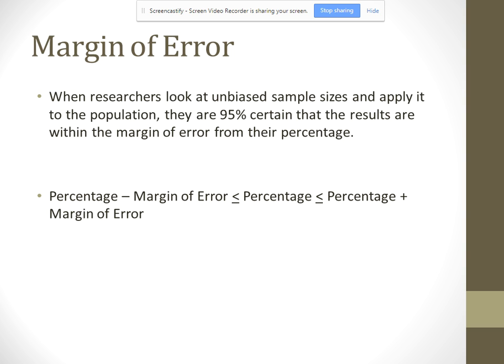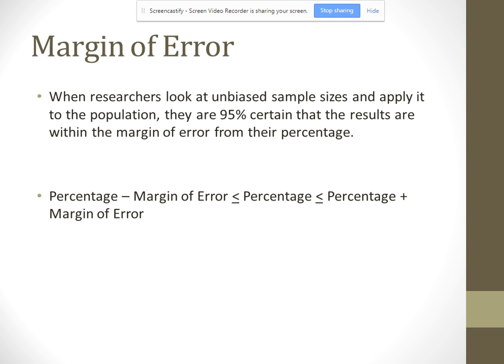When researchers look at unbiased sample sizes and apply it to the population, they're 95% certain that the results are within the margin of error from their percentage. Have you ever watched when the election results come in, or polls before the election? They say there's a margin of error of plus or minus 2%. This candidate has 58% support, with a margin of error plus or minus 2%. So that means they're 95% certain that the true percentage is between 56 and 60%. There could be a range there.